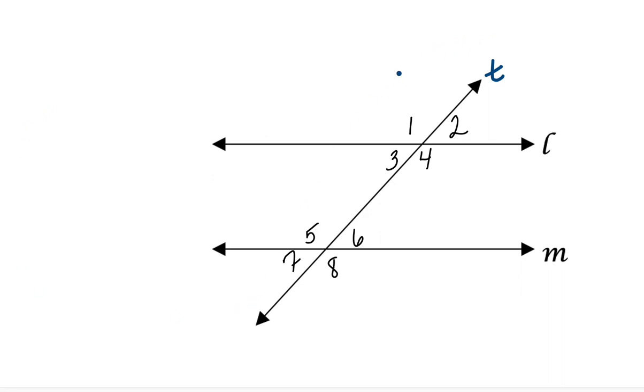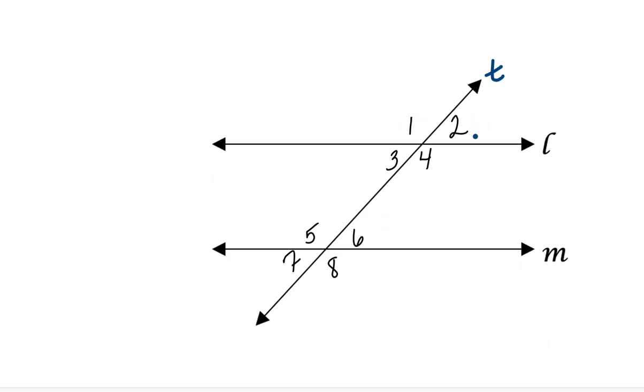Now, we always also have to remember about vertical angles, which are across the vertex from each other. So, for example, angle 1 and 4 are vertical angles, 3 and 2 are vertical angles. Angle 5 and angle 8 are vertical angles, and 7 and 6 are vertical angles. And vertical angles will always be congruent.